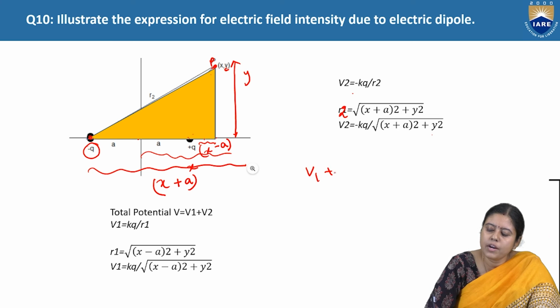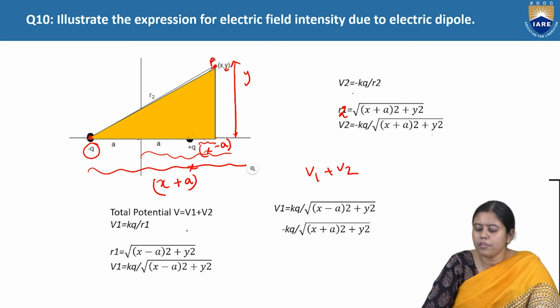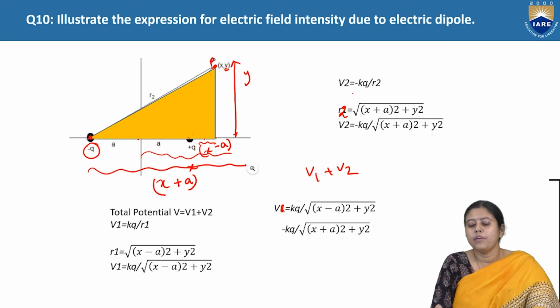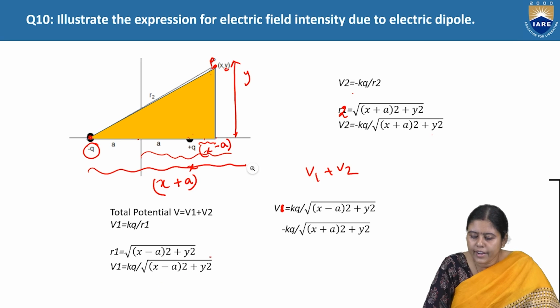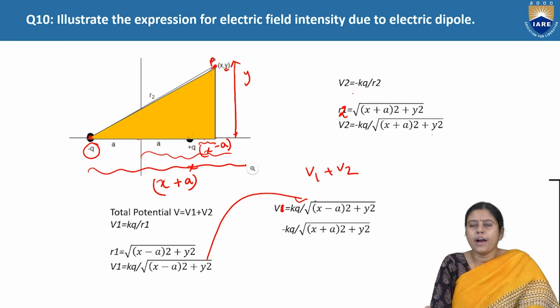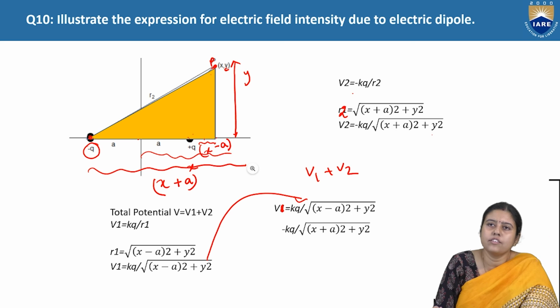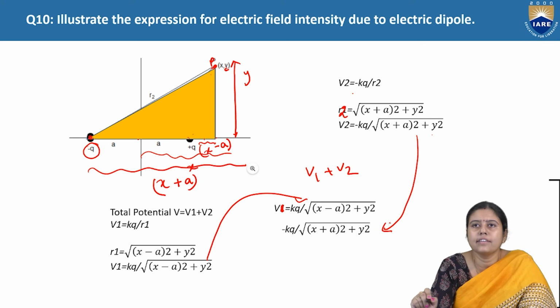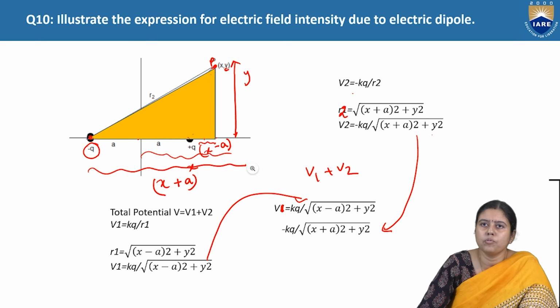So what is V1 plus V2? V is equal to V1 plus V2. We are getting KQ by root of (X minus A) squared plus Y squared, and from this equation we are getting minus KQ by root of (X plus A) squared plus Y squared.